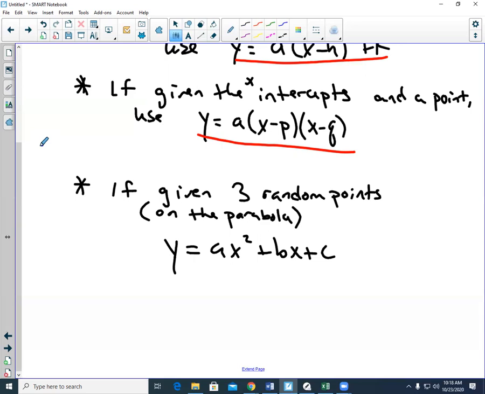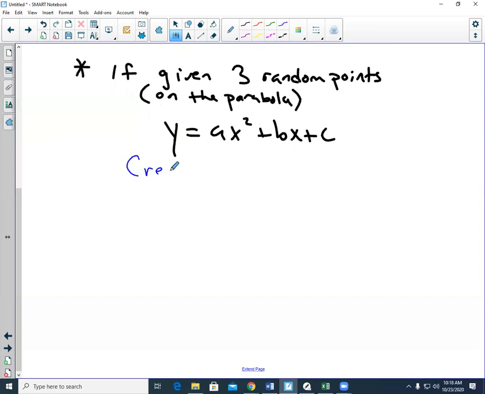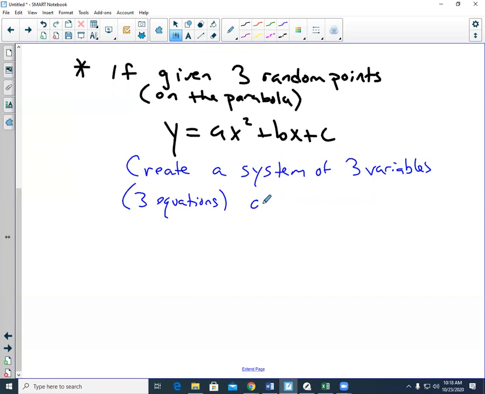and you're done. This 3rd one is a lot more challenging, because what you need to do on this one is create a system of 3 variables. That means you have to have 3 equations, and solve for A, B, and C. So this one is by far the most challenging. It's the most work, it's difficult, it's just something that is tough.